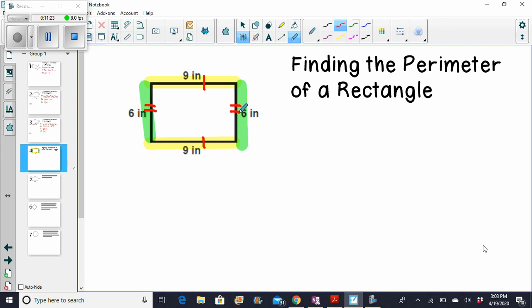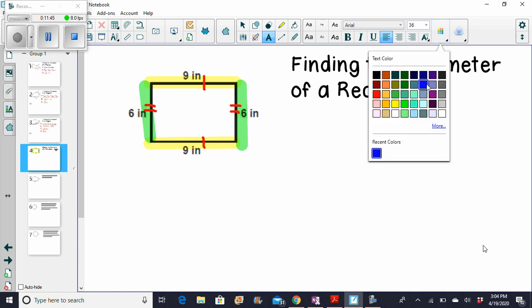Okay, this double slash means that these two opposite sides are the same measurement. This is going to be important because it'll be a little trick to help us do the perimeter work with rectangles even faster, more efficiently. So our formula, just to go back to what we had before, we said perimeter was found by finding the sum of all of the sides.